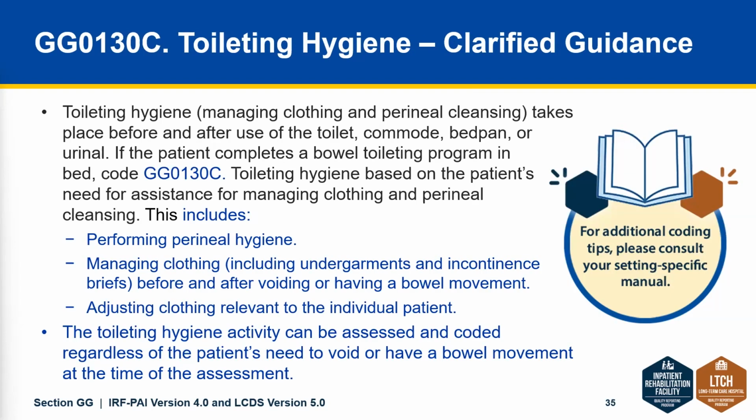GG 0130C looks at the patient's ability to manage their clothing and perineal cleansing before and after voiding or having a bowel movement. Activities that take place before and after the patient uses the toilet, commode, bedpan, or urinal. If the patient completes a bowel toileting program in bed, GG 0130C toileting hygiene can still be coded based on the type and amount of assistance needed for managing clothing and perineal cleansing. These activities can also be assessed regardless of whether or not the patient actually has the need to void or have a bowel movement at the time of assessment.